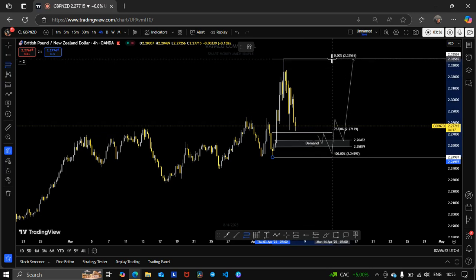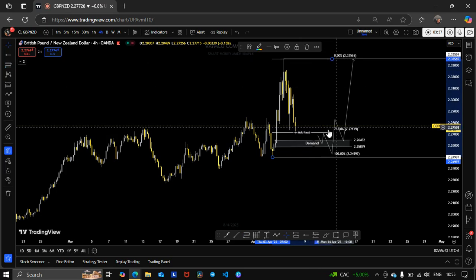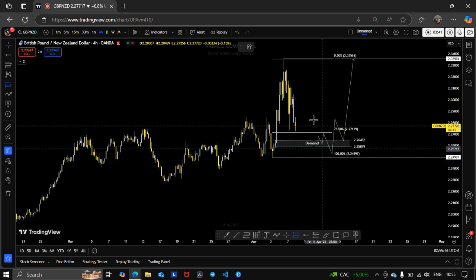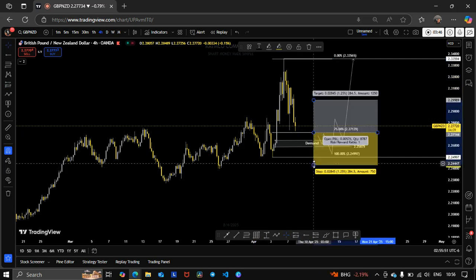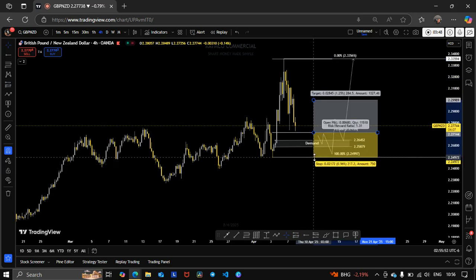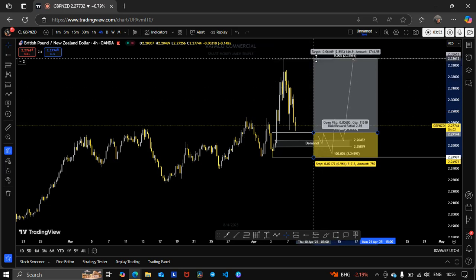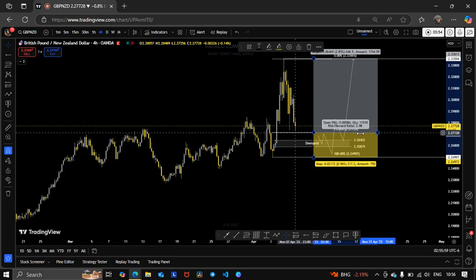Actually, it was not mitigated. So the 75% zone. These are my two setups for this week. This is actually only one setup but two entries. So this is where I'm planning to enter from.